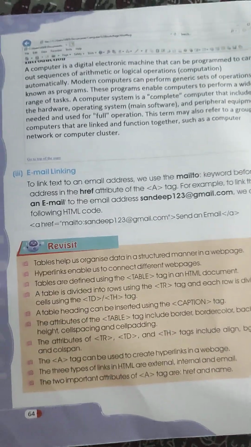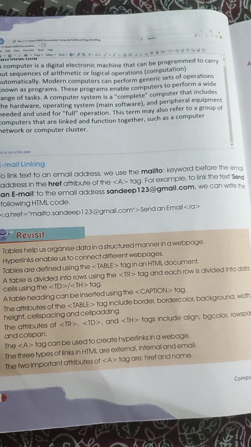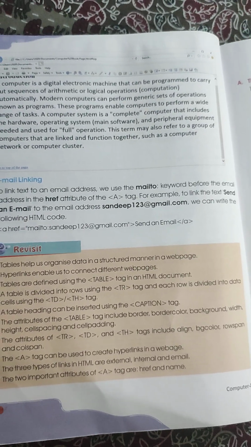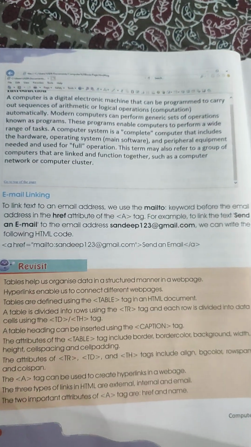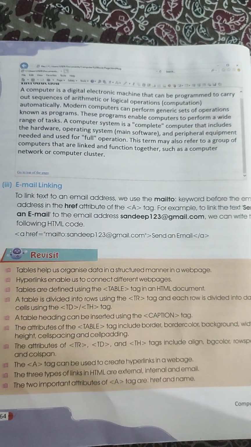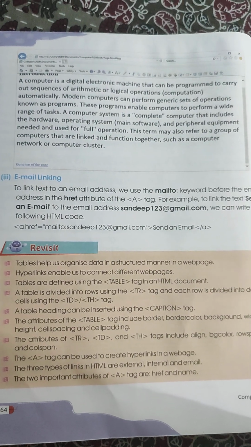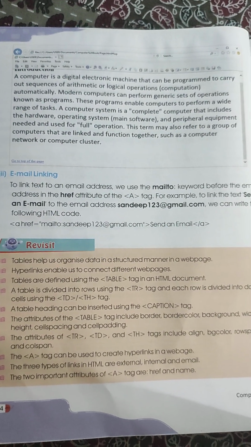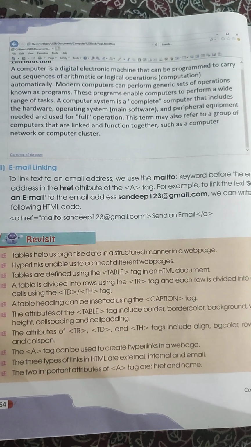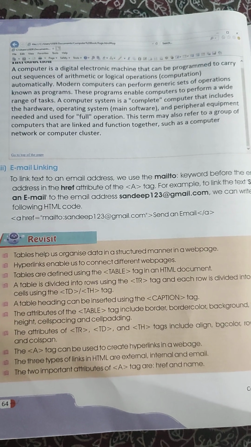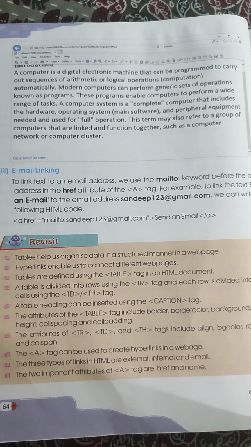And the last is what? Email linking. Email linking means to link text to an email address. We use the mailto keyword before the email address in the href attribute. What is the href attribute? Href full form is hypertext reference. It specifies the URL of the page the link goes to. If the href attribute is not present, the a tag will not be a hyperlink. Okay, so use href to link the pages.